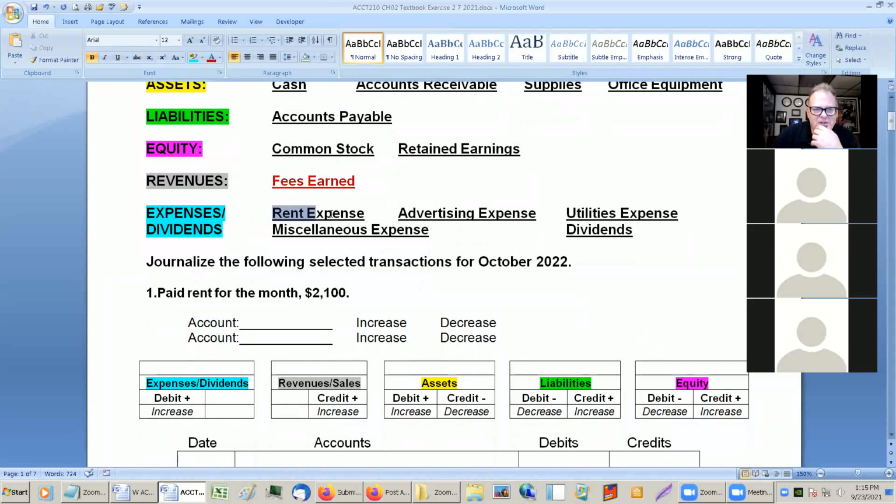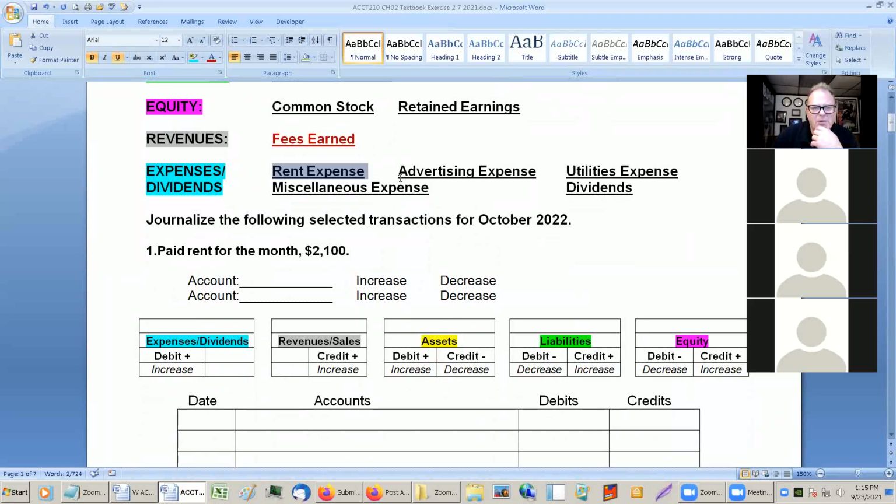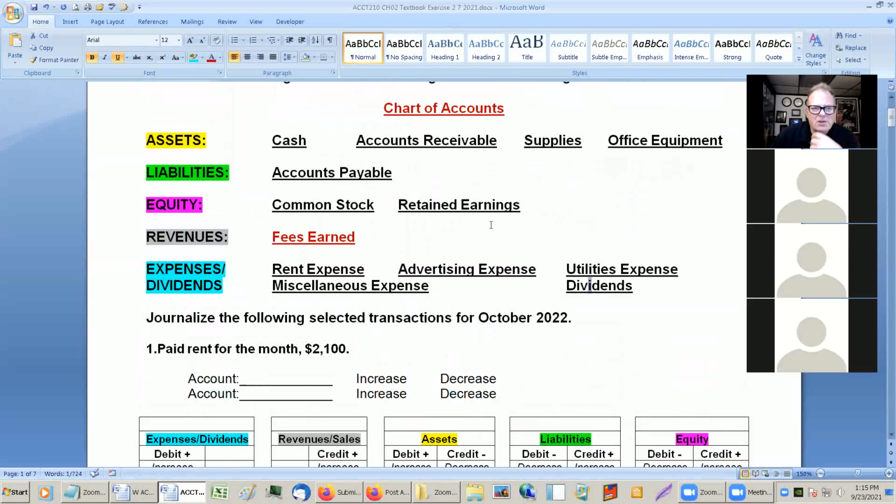Some of these other ones are pretty much what you'd come up with anyway: rent expense, advertising expense, utilities, blah, blah, blah, dividends. So this is the only wacky one that we're going to have here, a little bit different than what we used before: fees earned. For whatever reason, that's the account they're using.